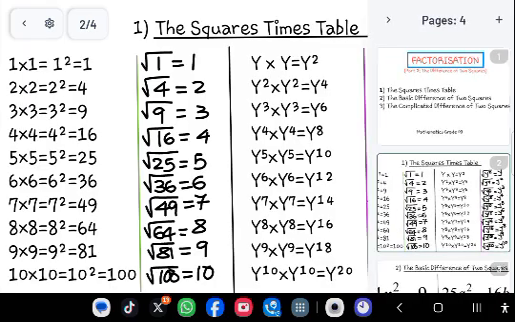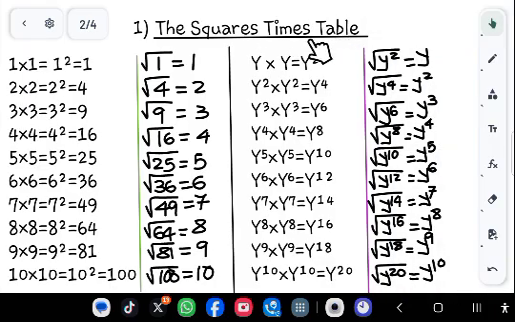Let's start. Now, starting with the squares times table, by now you should know in the times table that when you square 1, for example, 1 times 1, that will give you 1. And when you square 6, 6 times 6, that is 36. Similarly, when you find the square roots of these numbers, for example, the square root of 9 is equal to 3 because 3 times 3 equals 9.